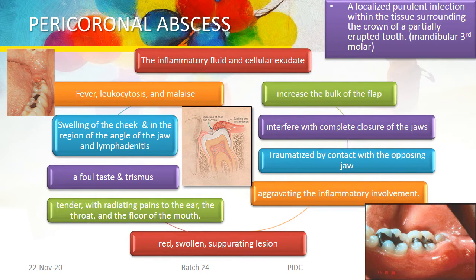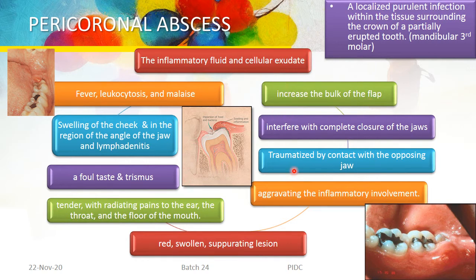So pericoronal abscess is a localized purulent infection within the tissue surrounding the crown of a partially erupted tooth, especially in the mandibular third molar area. It forms as inflammatory fluid and cellular exudate on the flap just above the third molar, especially in an impacted tooth. When food substances get lodged between the flap and the tooth, it results in infection. This infection presents as an increase in the bulk of the flap. When it is filled with pus, it is called a pericoronal abscess.